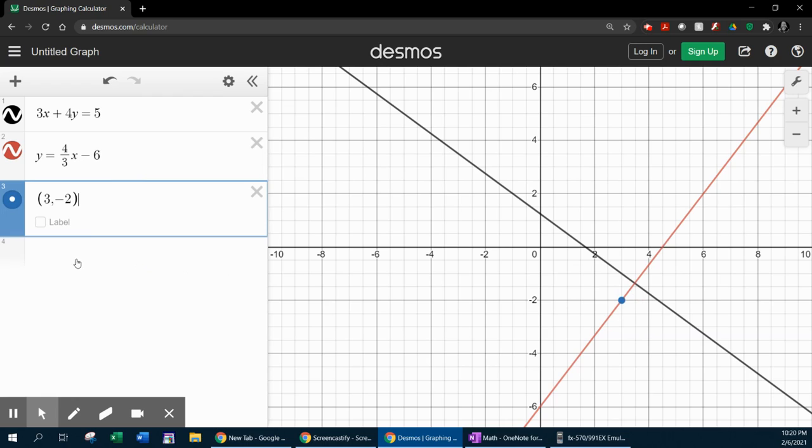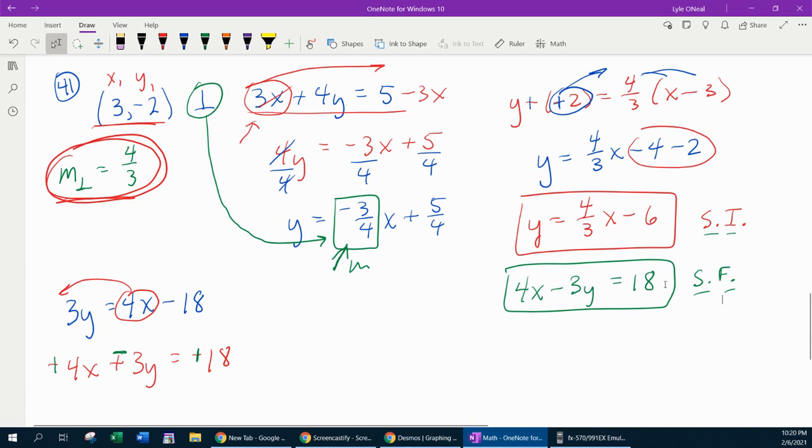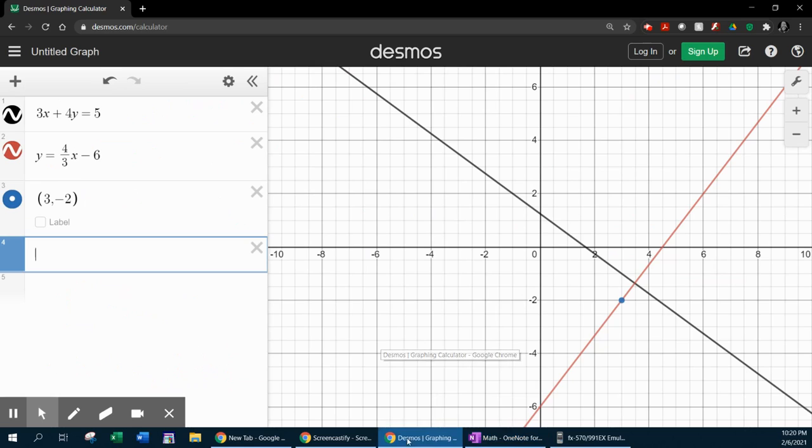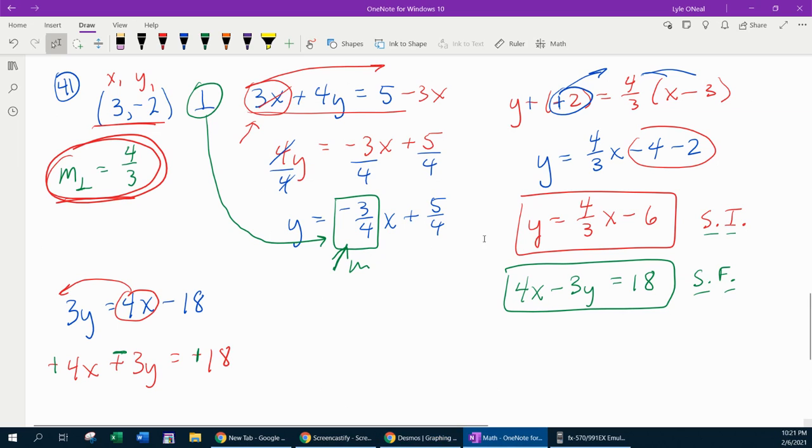And for the final check, we're going to make sure that I didn't screw up my standard form. So we're going to type in 4x minus 3y equals 18. You can see the green line and then the red line. See, they're exactly the same line. So that means these answers are identical. They're just in different forms. And that verifies all of my work is correct. Every criteria is met. And we're done.